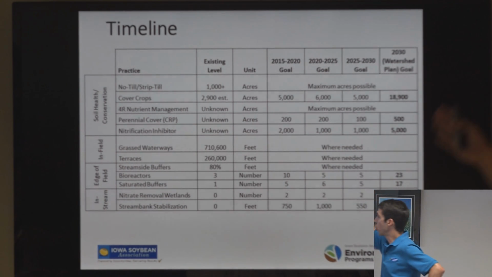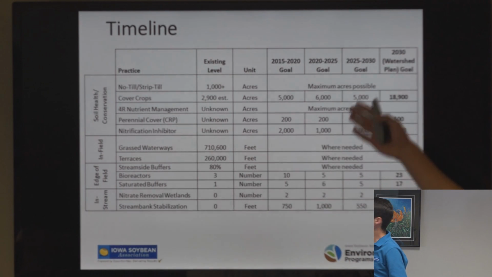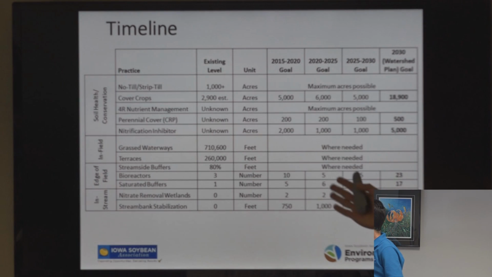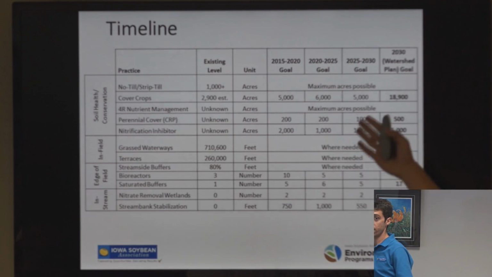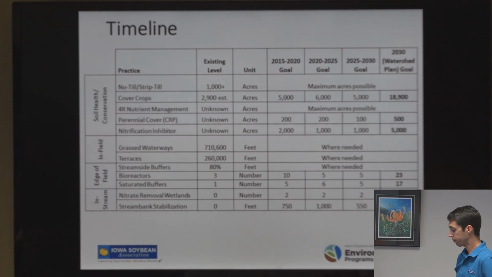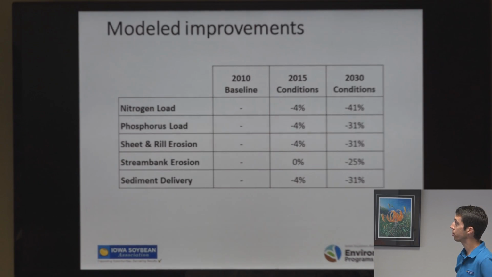But these numbers look overwhelming, but when we think about the next 5-year horizon, it's only 2016 right now. Miller Creek is already well on its way to implementing the practices in this first 5-year column. So it's a lot more digestible with this kind of phased approach.